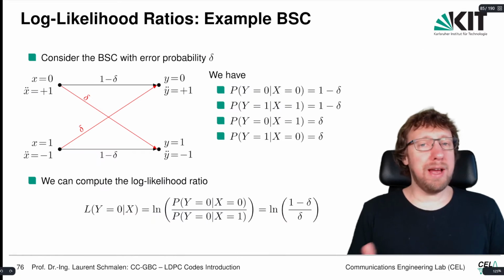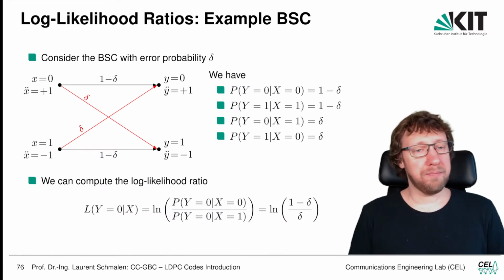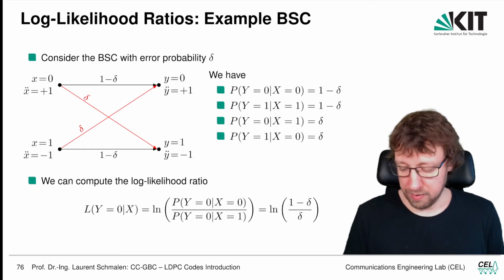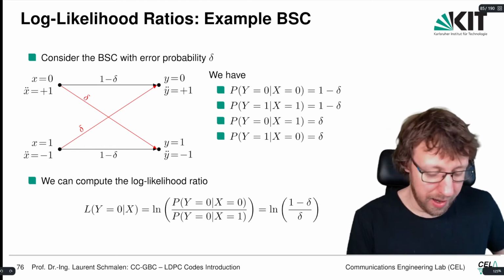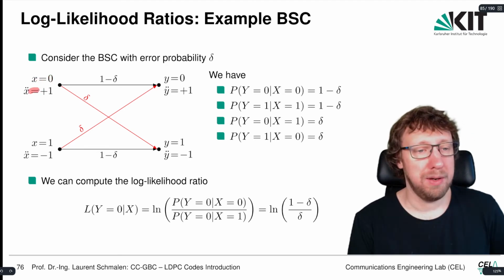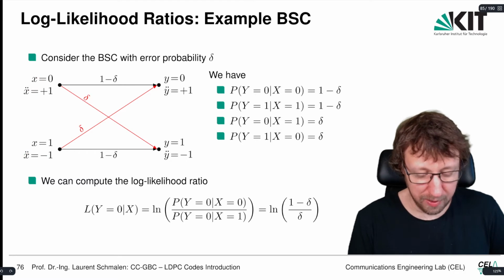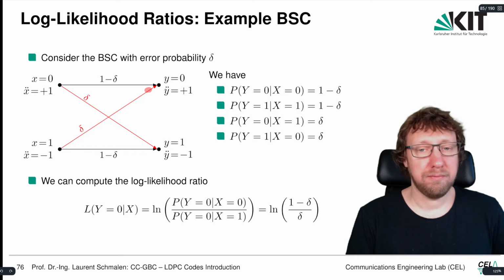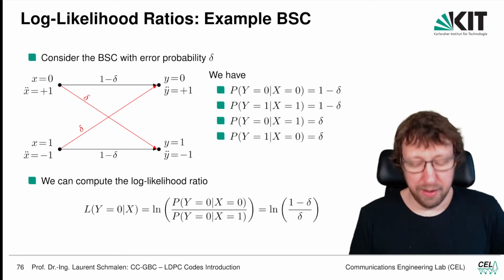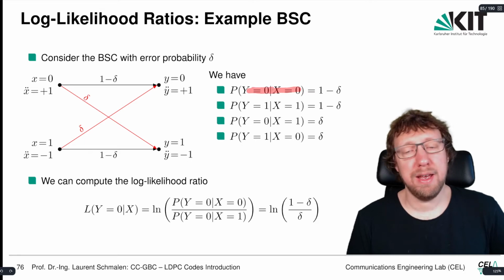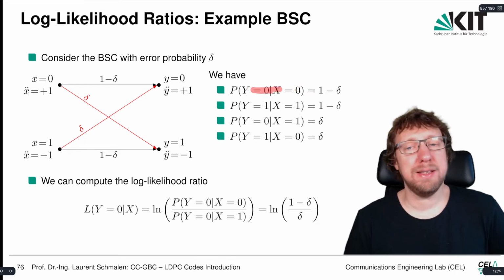So let's take a look at the binary symmetric channel and some properties for the binary symmetric channel. We know that we have two inputs, x double dot plus 1 or x double dot minus 1, and we make an error with probability delta. So we can define the channel transition probabilities p of y given x. It's either 1 minus delta or delta.